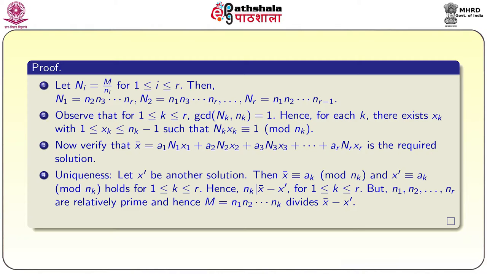I request you to check this carefully. Whenever the GCD of any two of n_1, n_2 and so on n_r is 1, and n_k divides x bar minus x dash for all k, then their product also divides x bar minus x dash. We proved this result previously for two numbers. So, I request you to refer to that result.